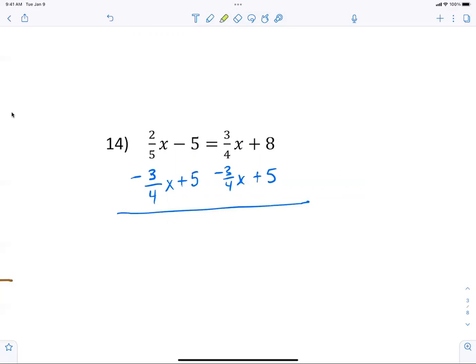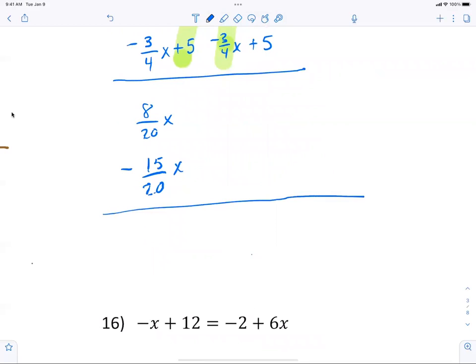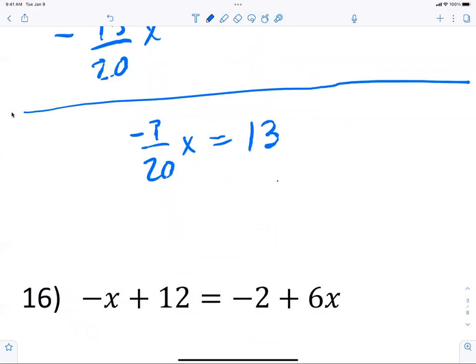Okay. So now, of course, these two things cancel out. So what's my common denominator here? 20. So 2/5 is 8 over 20, negative 15 over 20. Yes. So now negative 7 over 20x is equal to what? 13. Beautiful. Now what do I need to do? Or we can say multiply by the reciprocal, which is, yes, negative 20 over 7.